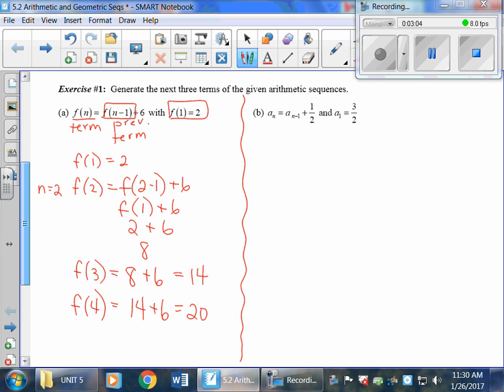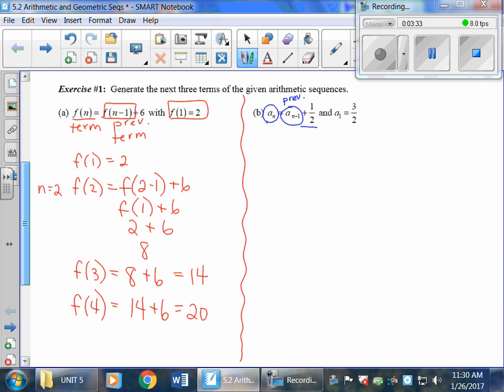And let's move on to B. Now again, this is the same thing, except it's different notation. So don't get yourself caught up in the notation. The first one was using, in A, we used function notation, and in B, we're using really a sequence notation. So on this one, again, let's try to make sense of it. This is the term I'm looking for. This is my previous term.